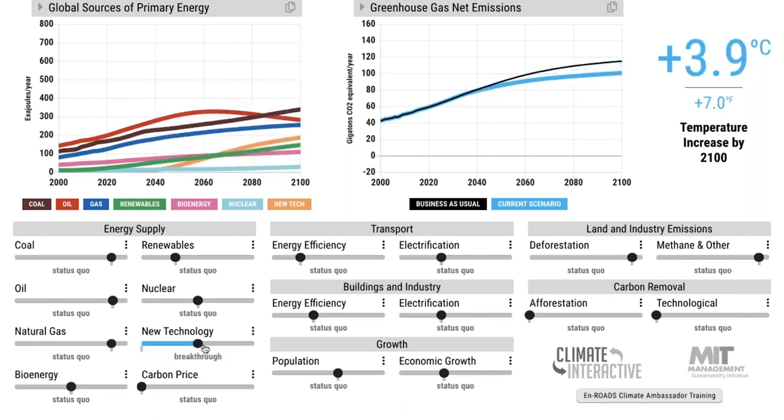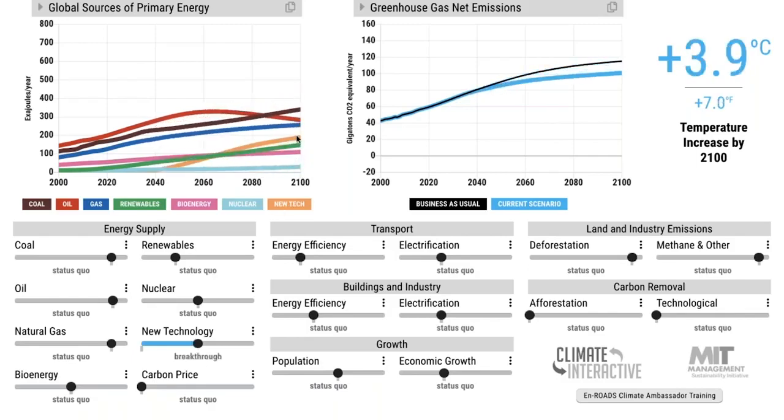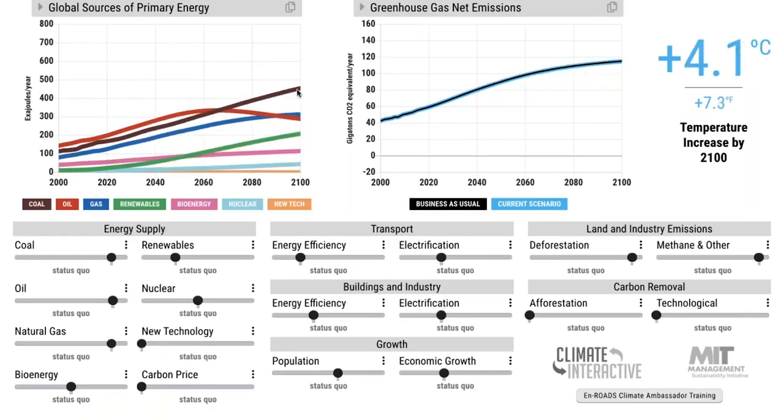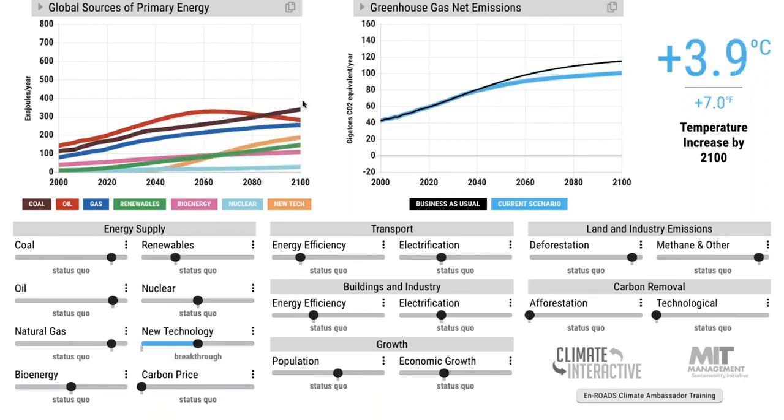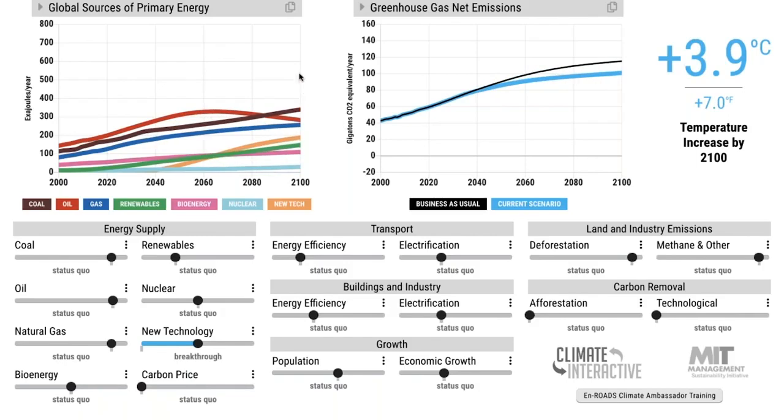So with that breakthrough in new technology, you can see this orange line is going from where it didn't exist before to now being a part of the energy mix. And as a result, notice what comes down here. In particular, I'm noticing that this dark brown line of coal is moving quite a significant bit because this new technology is cheaper than coal. And so it's coming in and competing with coal, as well as all the other energy sources.